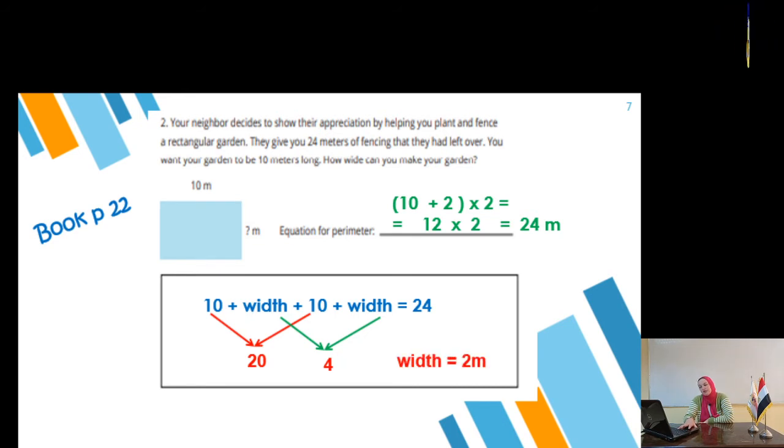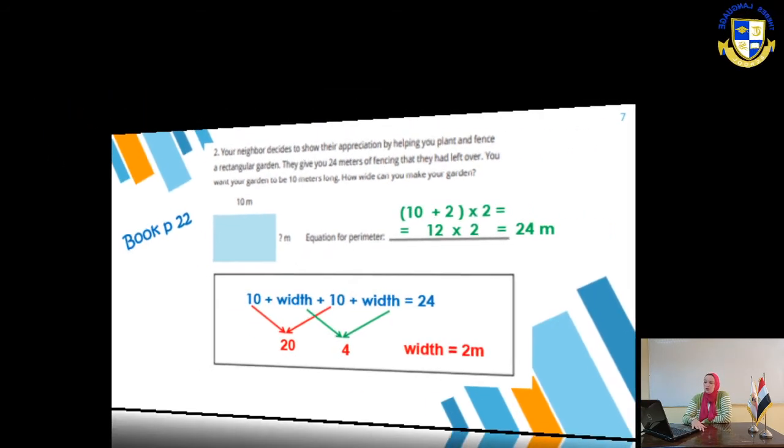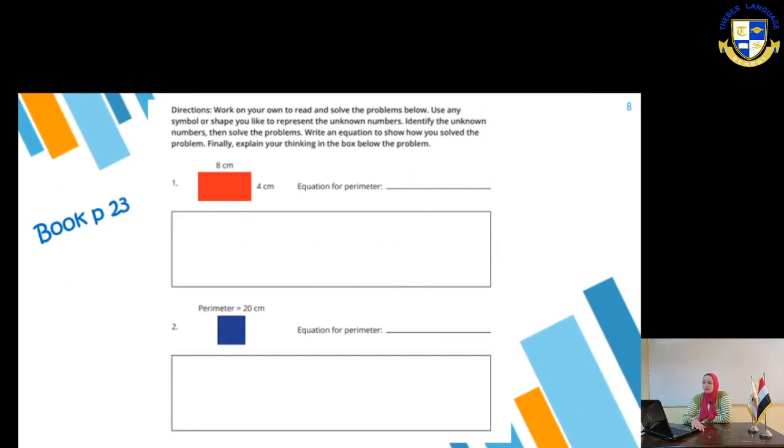Okay, because the width equals 2 meters. Now, in the next page, work on your own to read and solve the problems below. Use any symbol or shape you like to represent the unknown numbers. Identify the unknown numbers, then solve the problems. Write an equation to show how you solve the problem. Finally, explain your thinking in the box below the problem.